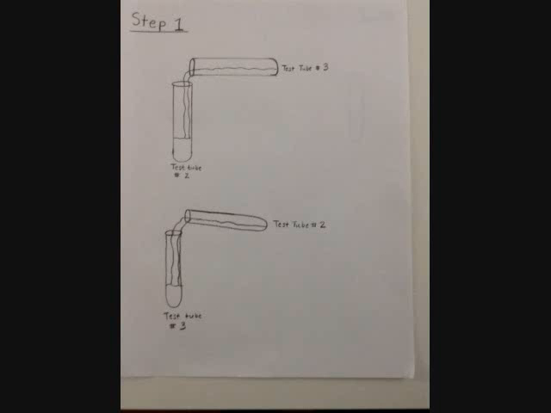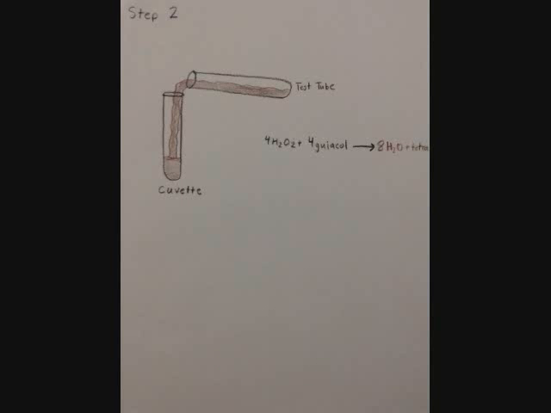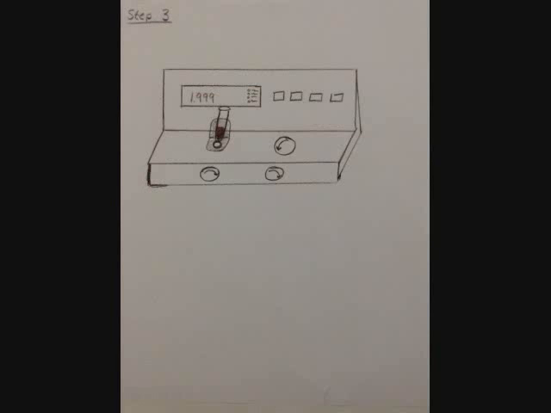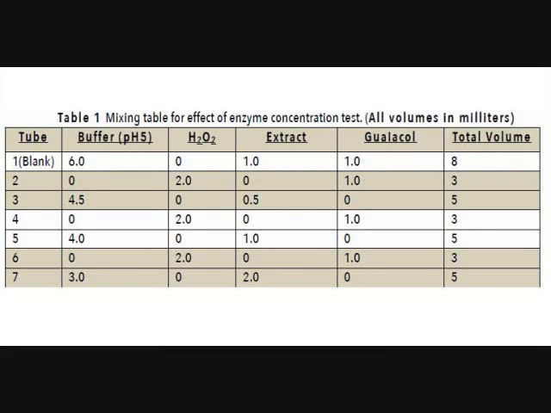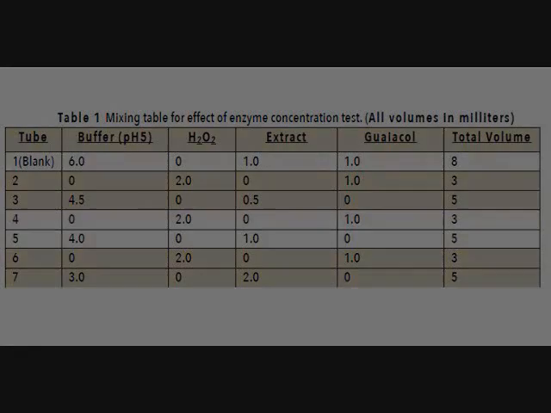Step number 1. Mix test tubes 2 and 3. Step number 2. The reaction mixture is then poured into a cuvette and placed into the spectrophotometer. Step number 3. Read the absorbances at 20-second intervals. Step number 4. Record the measurements. Repeat methods for tubes 4 and 5, 6 and 7.